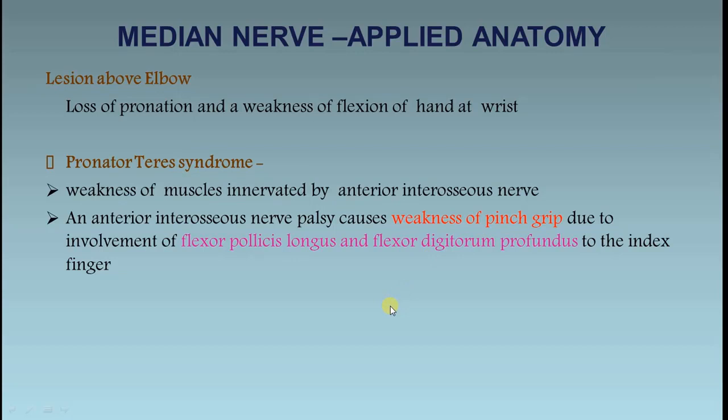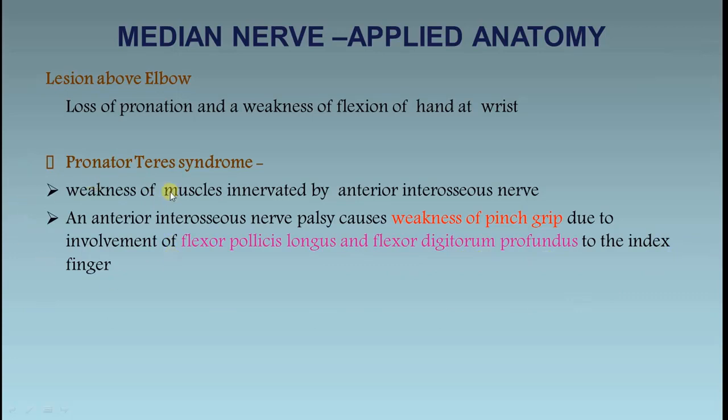That is, you want to pinch with the tip of your thumb and the index finger. Flexor pollicis longus is not working, so you cannot pinch between the two fingers. Suppose somebody tells you to take a pinch of salt. You use your thumb and the index finger. For this, flexion by the flexor pollicis longus is necessary. Then the lateral half of flexor digitorum profundus is also involved.